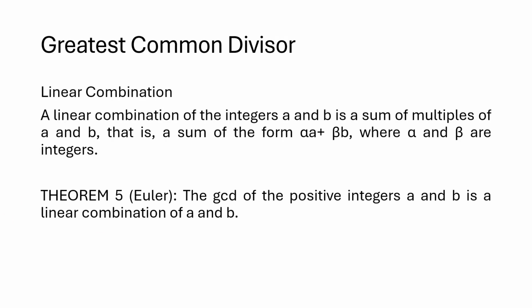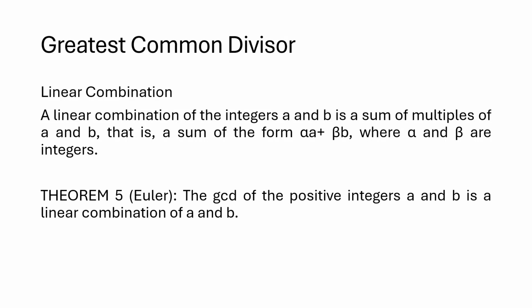Now let's move into the concept of the linear combination. A linear combination of the integers A and B is a sum of multiples of A and B, that is, a sum in the form of alpha A plus beta B, where alpha and beta are integers.